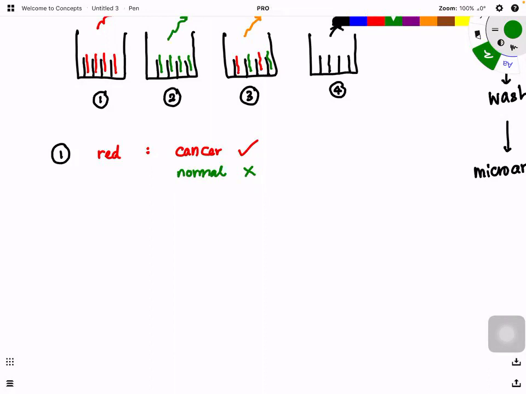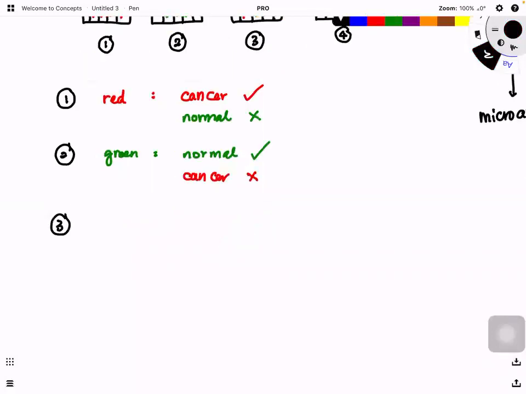Now, gene number 2, you only see the green fluorescent signal. So it means that the normal cell expresses it, and the cancer cell does not. You don't target this gene, because if you use a drug to bind to this enzyme or protein, it might cause cancer. Are you clear? Or it will kill the normal cells. Then how about number 3? Number 3 gives us orange or yellowish color.